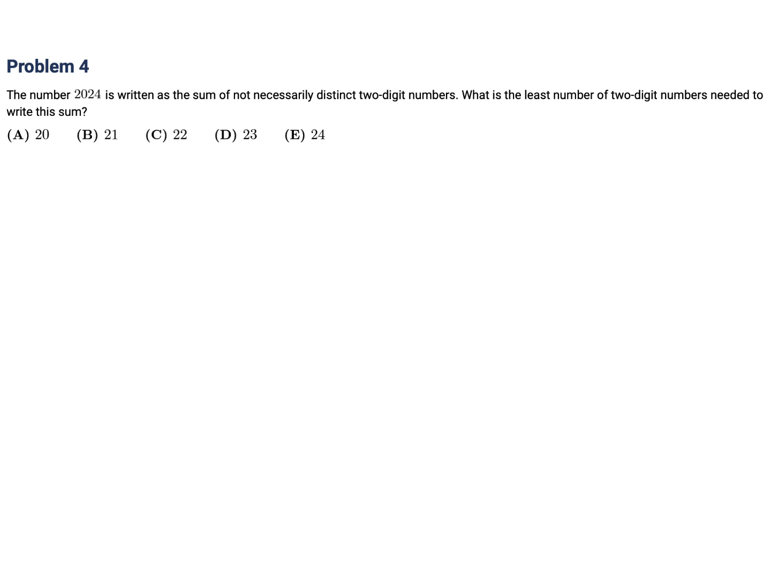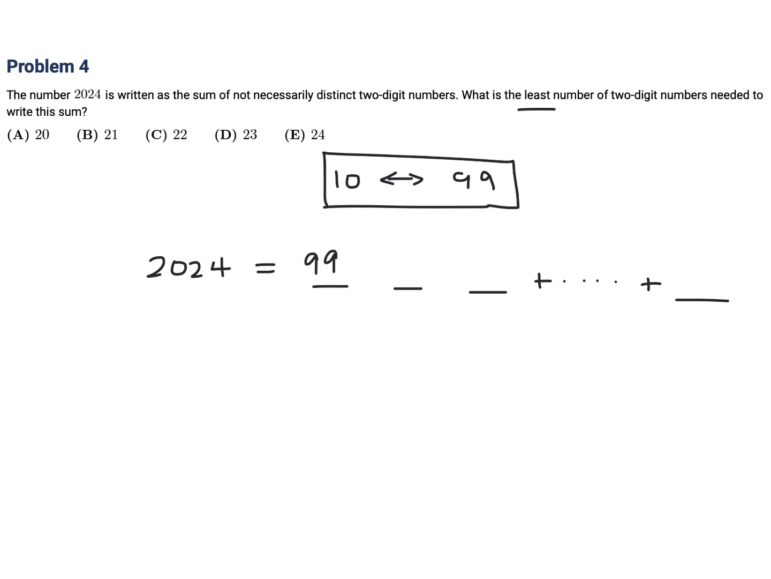The least number. So, two-digit numbers range from 10 to 99, right? So if we want 2024 to be the sum of a bunch of two-digit numbers, we want the numbers to be as big as possible, because that way we would have the least number of two-digit numbers, and the biggest number in this range is 99. So a whole bunch of 99s, and then eventually probably something left over.